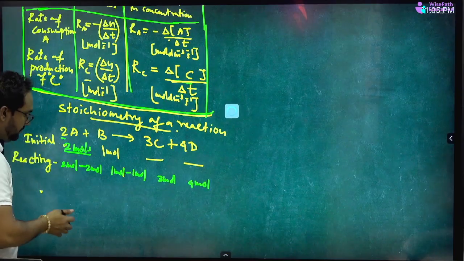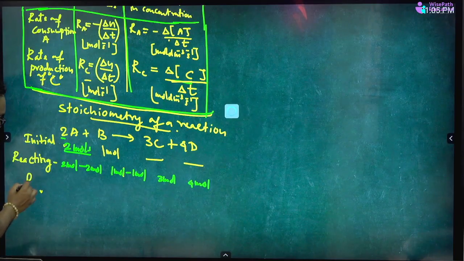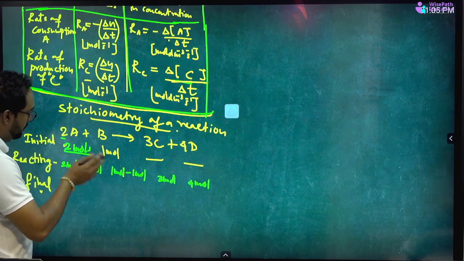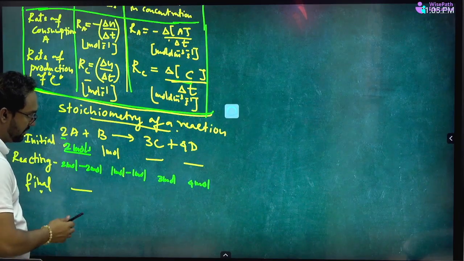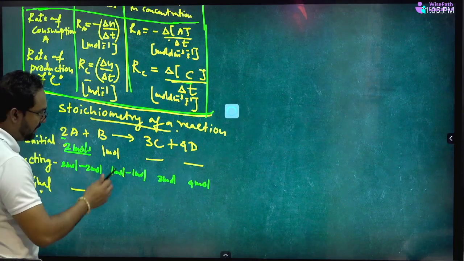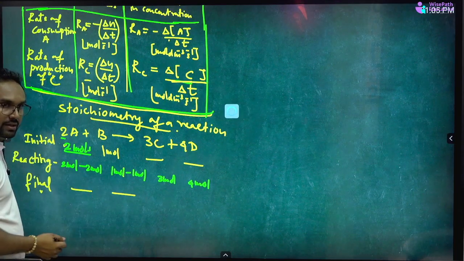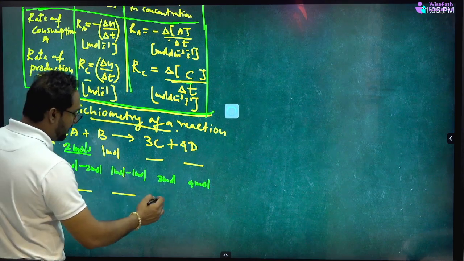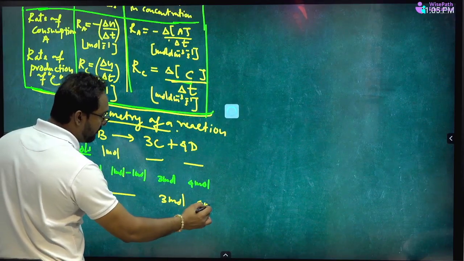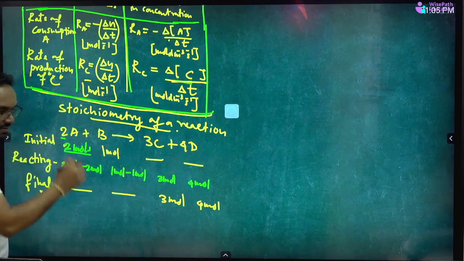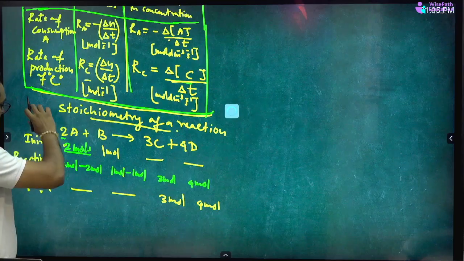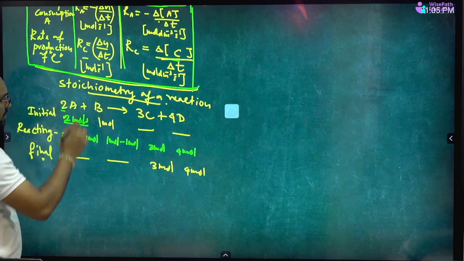And at the final part, the whole 2 moles of A is completely reacted, so there's no A there. And the whole B is completely reacted, so there's no B there. And 3 moles of C is produced, 4 moles of D is produced. That is the final. Get it? And let's come to another part of this.